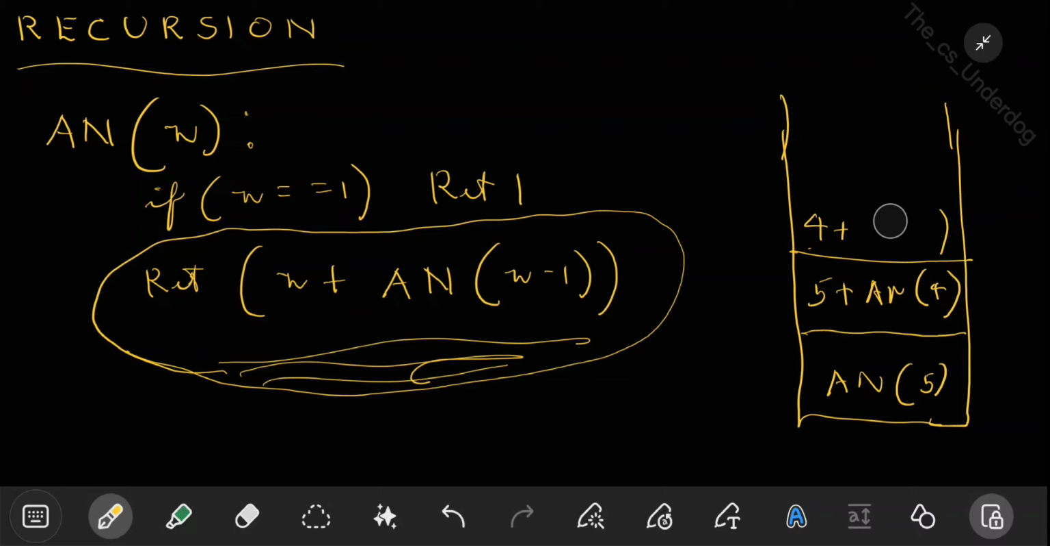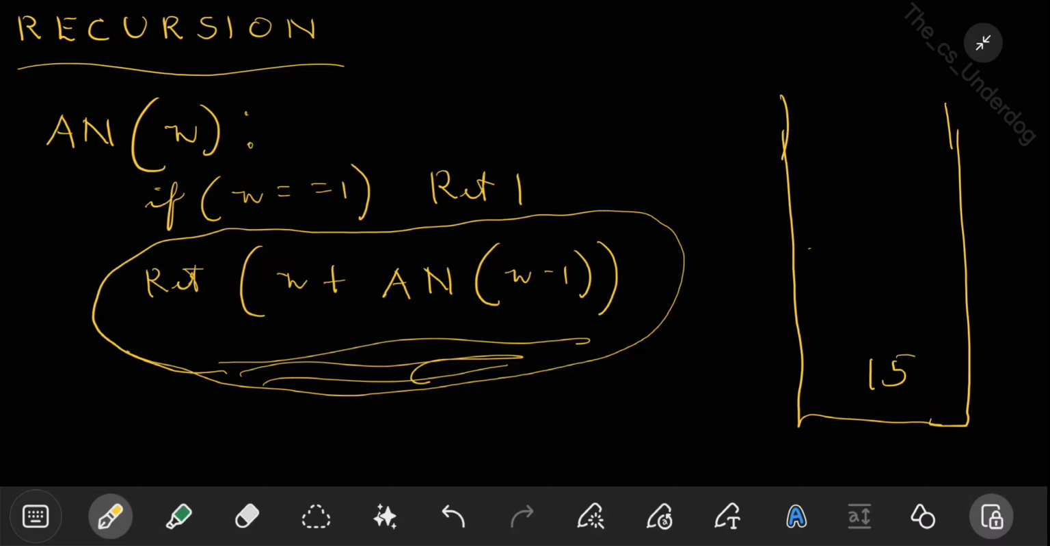So I'll pop this off. 6 is returned here. Once this 6 plus 4, this will be 10. This will be returned here. So when it is returned, this 10 is here. 10 plus 5 is returned here. So finally you got 15. So this is how, using recursive calls, you did the same work that you did with the iterative solution.